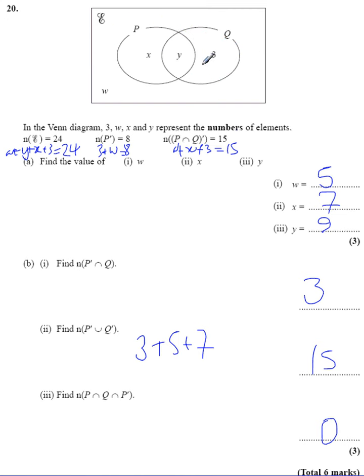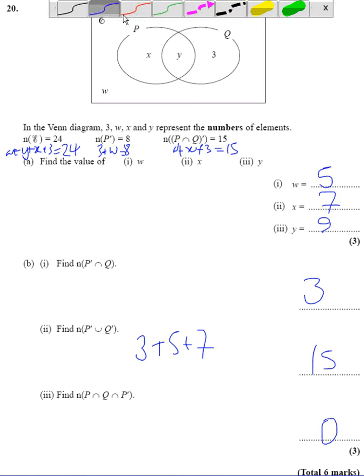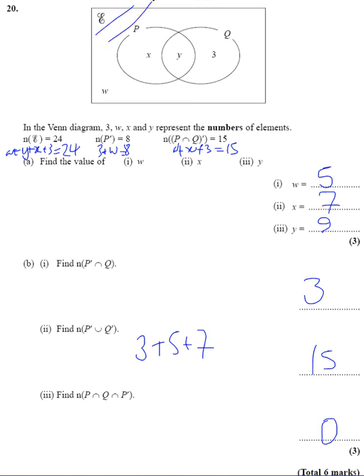If we then look at the next question, with P complement union Q complement, if I do the first rule in blue again, the first rule is not P, so I'm going to shade in everything that's not P. Apologies, my shading isn't ideal. So that's shading everything that's not P, and then the second rule is not Q, so I'm going to shade in everything that's not Q.